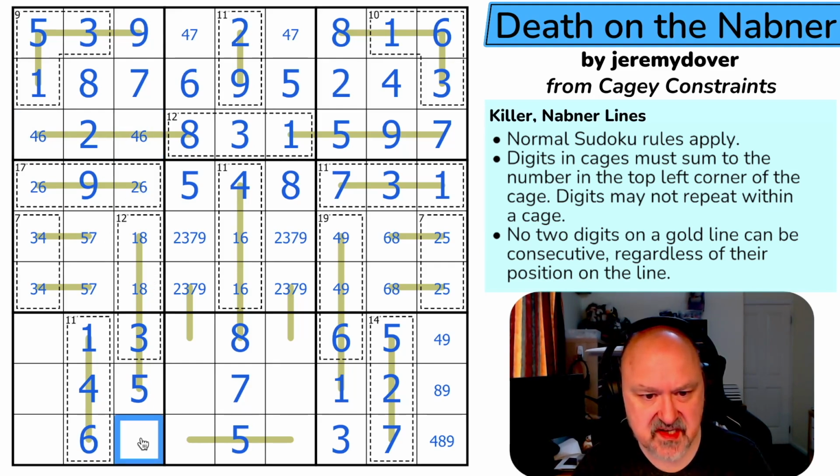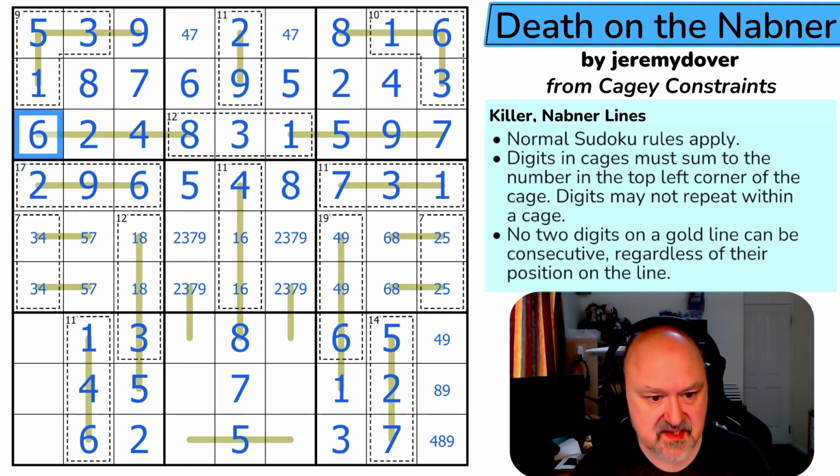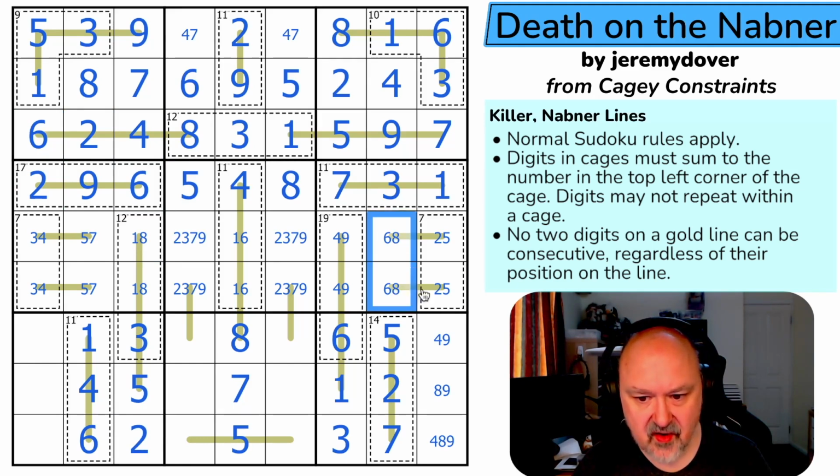This is 2, 4, 6. 1, 2, 3, 4, 5, 6, 7, 8, 9. Yes, this is 2, 4, 6, and it's 2 because of the 4, 6. So this is 6, this is 4, which makes this 2 and this 6. These little lines are going to resolve, like 4 can't go next to 5. That's going to do something, but I haven't got it yet.